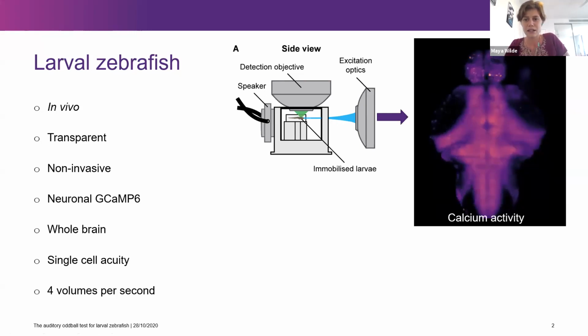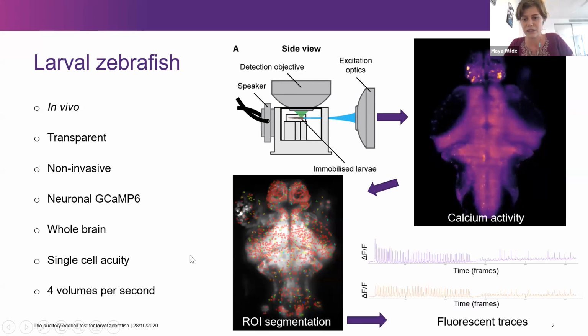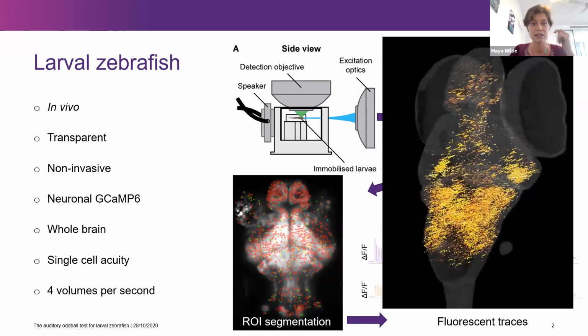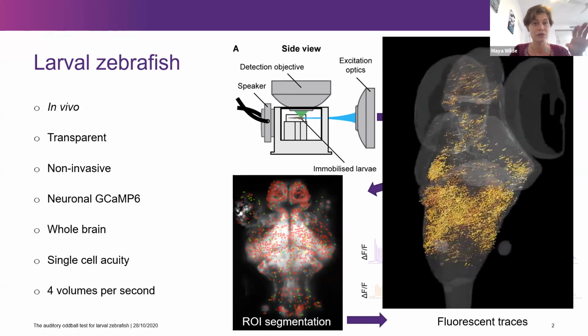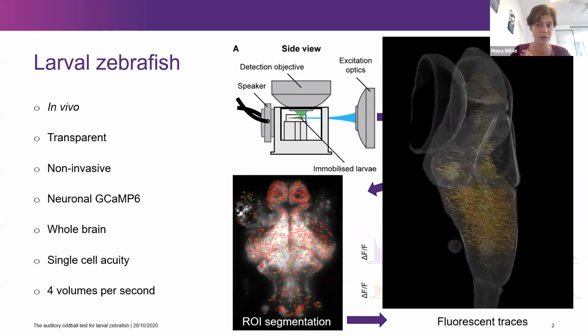Then we segment out the regions of interest, which roughly correspond to individual neurons. And then we can look at the activity of those regions of interest over the course of the experiment and get fluorescence traces like this. Then we can register the locations of those regions of interest back to a zebrafish brain atlas so that we have the anatomical position of where those different response patterns are happening within the brain and within the auditory processing pathway.